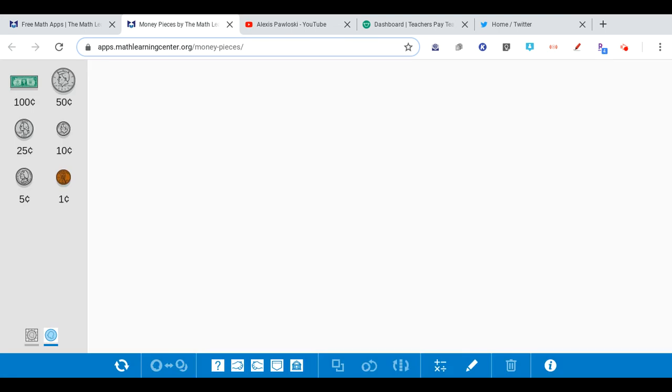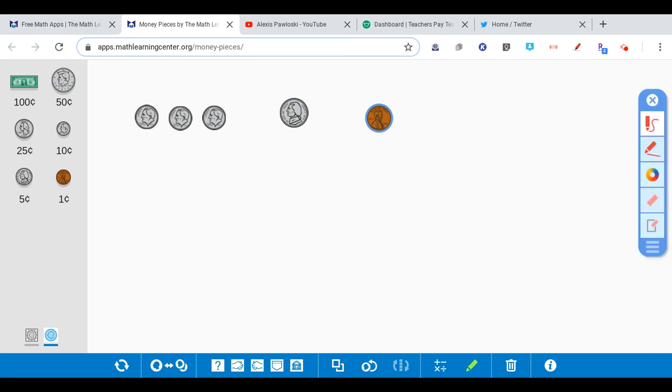So if I start with some other coins, maybe I just have a couple dimes and a penny, maybe a nickel too. So if I'm looking at these, we want to say, okay, are they in order? Well, I know my 3 dimes are in order. Those are my biggest coins because they're worth 10 cents. But then my next biggest coin would be my nickel, which is 5 cents, and then my penny, which is 1 cent.